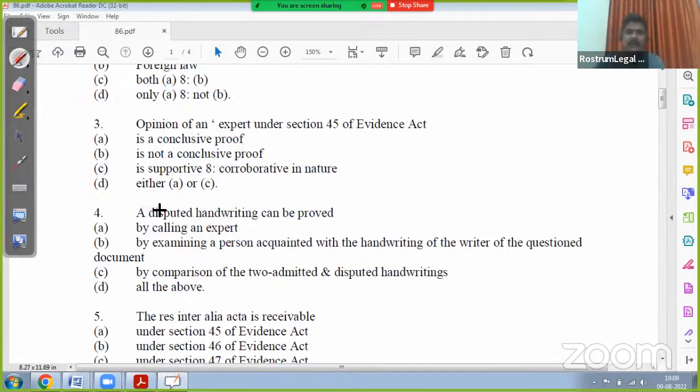Next, a disputed handwriting can be proved. एक डिस्प्यूटेड हैंडराइटिंग को कैसे प्रूव किया जा सकता है? ऑप्शन A बाय कॉलिंग एन एक्सपर्ट, ऑप्शन B बाय एग्जामिनिंग अ पर्सन एक्वेंटेड विद द हैंडराइटिंग ऑफ द राइटर of the question document, option C by comparison of two admitted and disputed handwriting, option D all of the above. What should be the correct answer? इसका करेक्ट आंसर क्या होगा जल्दी से बताइए. क्वेश्चन नंबर 4, what should be the correct answer?